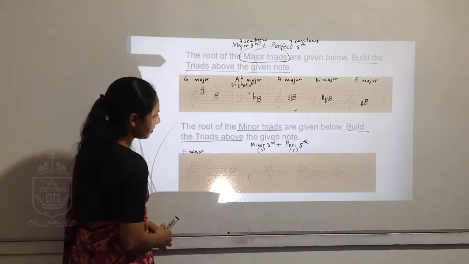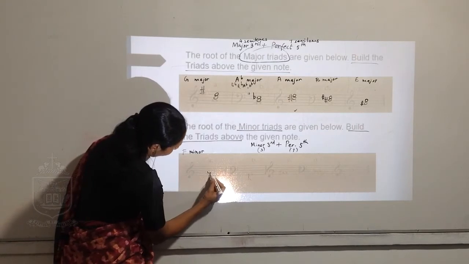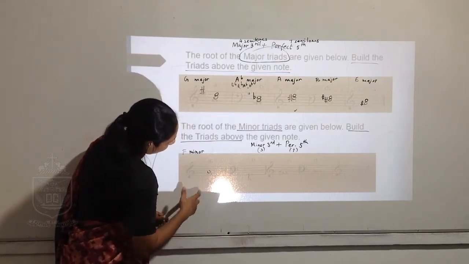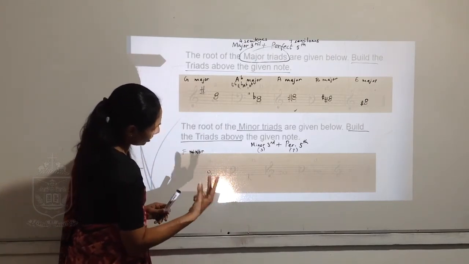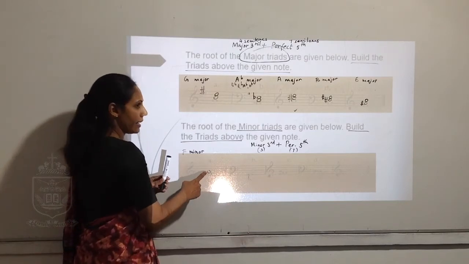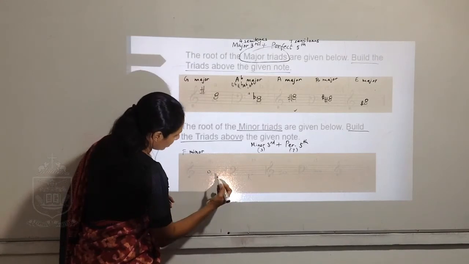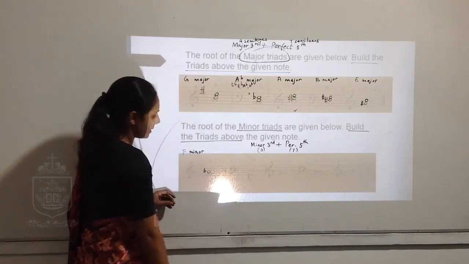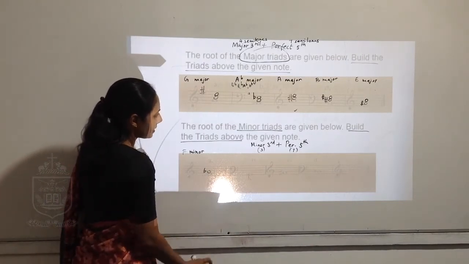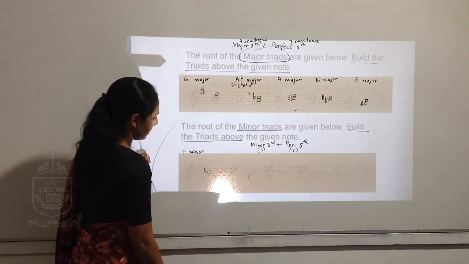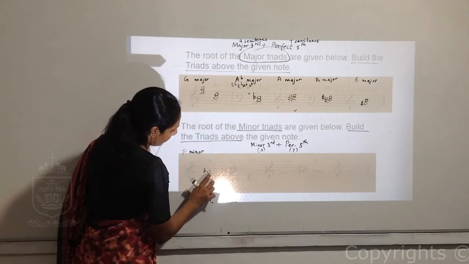So our first note is F. We form the third, a minor third: 1, 2, 3. Now we check the semitones. F sharp, G, G sharp. So we want G sharp, but we have A. To make this A into G sharp, we have to add a flat, right? So F to A flat. There are 3 semitones.